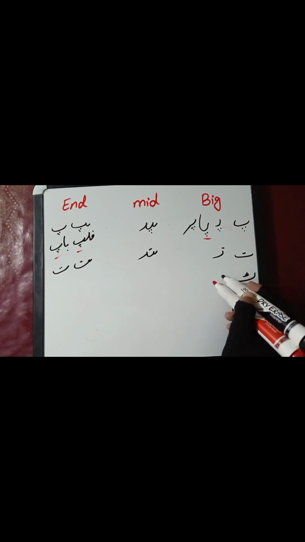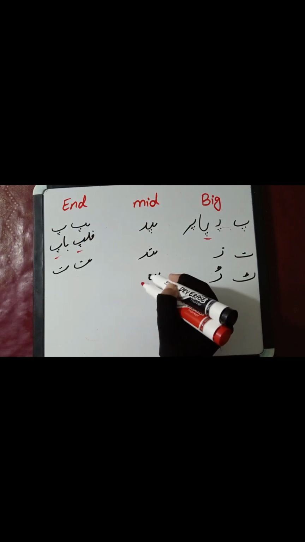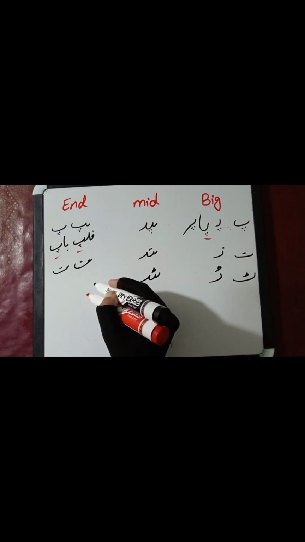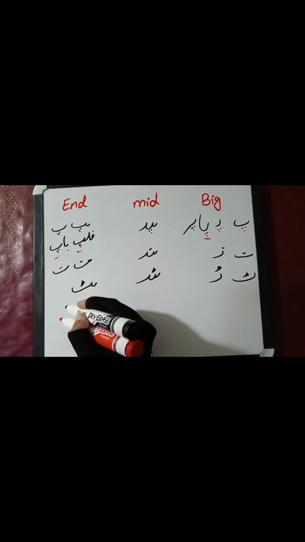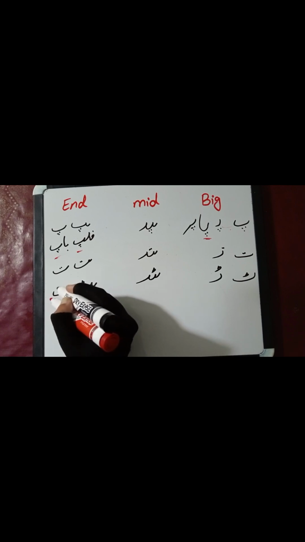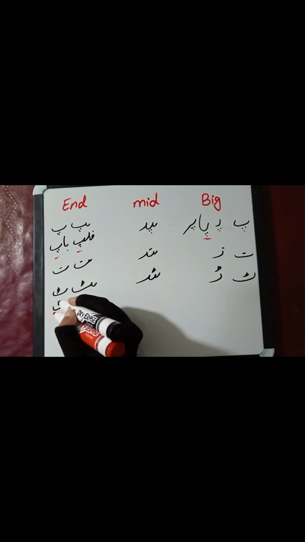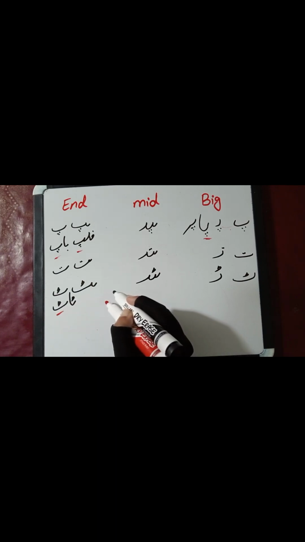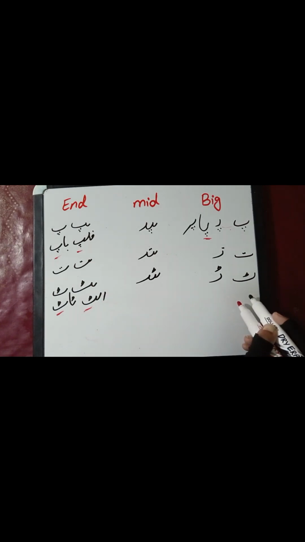Te, same beginning position, middle position with two connectors and the ending position with one connector and sometimes without connector like tat, this one, and bullet, this one with connector.